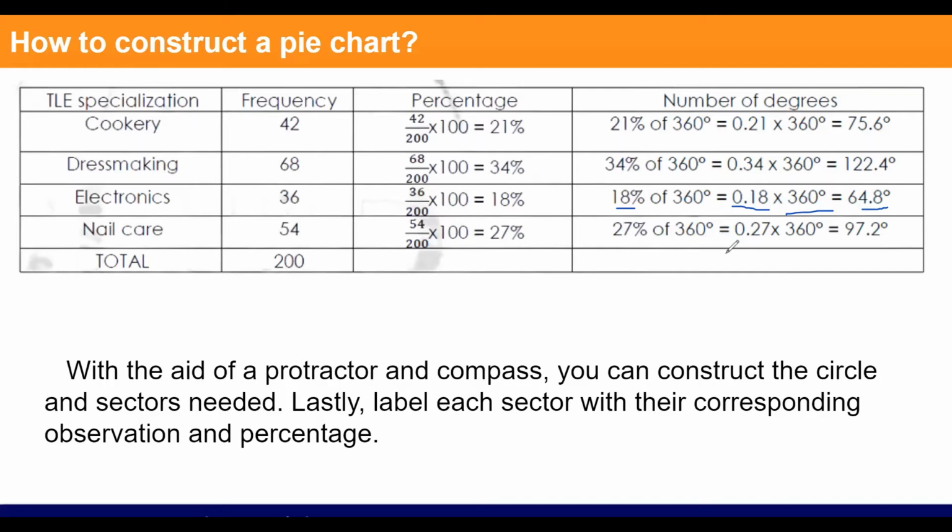27% of 360 degrees: change 27% to decimal. So 0.27 times 360 degrees becomes 97 and 2/10 degrees. Now, with the aid of a protractor and compass, you can construct the circle and sectors needed. Lastly, label each sector with their corresponding observation and percentage. So you will use these obtained degrees in creating your circle.